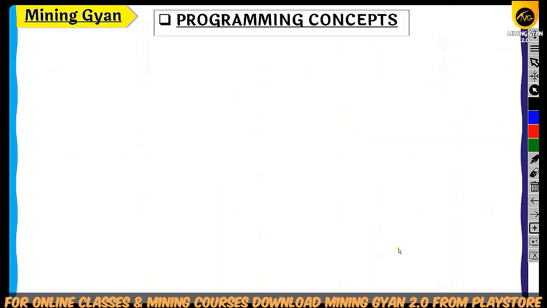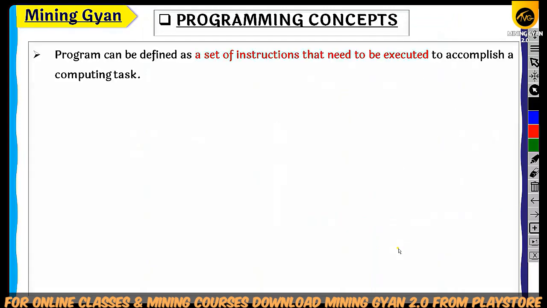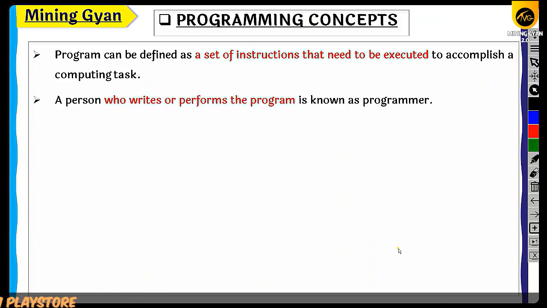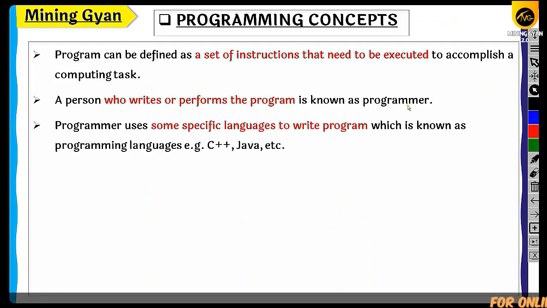Okay, programming language or programming concept. A program can be defined as a set of instructions that need to be executed to accomplish a computing task. So basically, these are a set of instructions required to execute any kind of task or process any kind of data by the computer. A person who writes the program is known as the programmer.